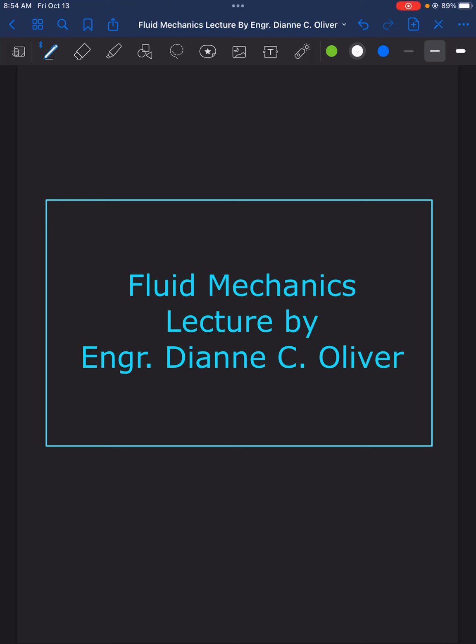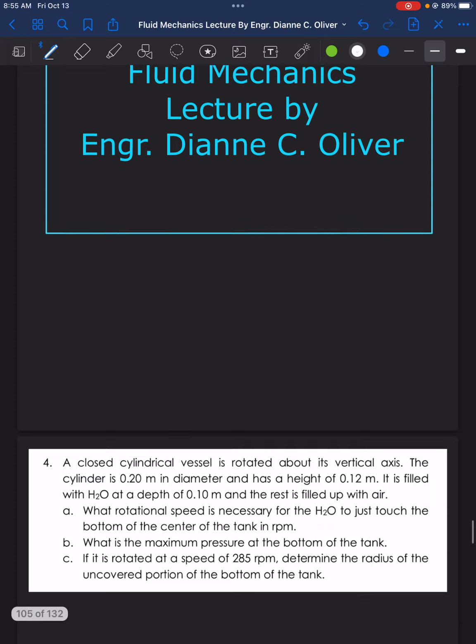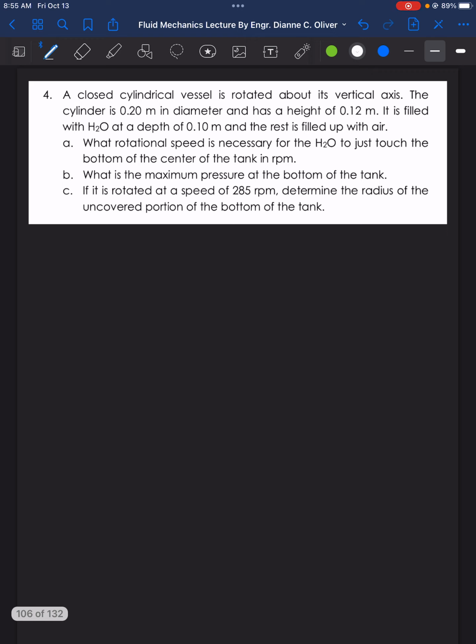Let's continue our lecture in fluid mechanics with the topic rotating vessel. Now in this video, we will answer example number 4 and 5 in our handout. So for number 4, a closed cylindrical vessel is rotated about its vertical axis.